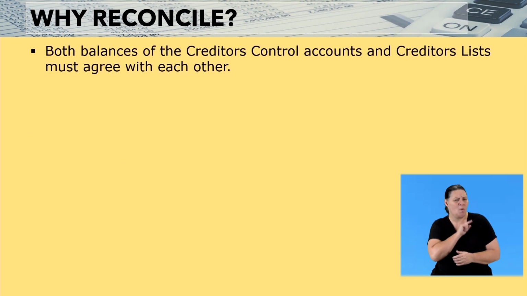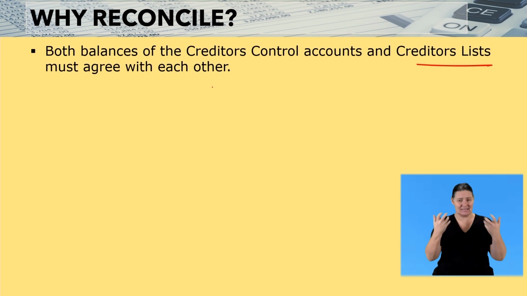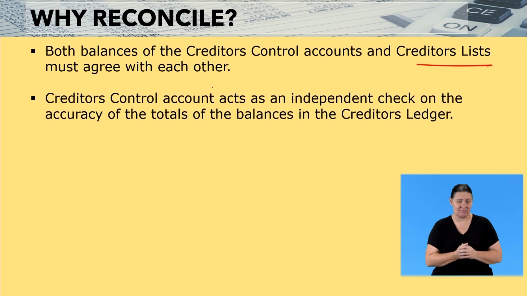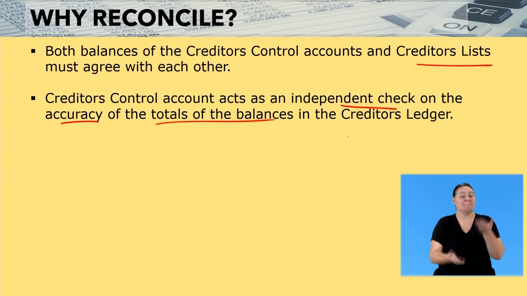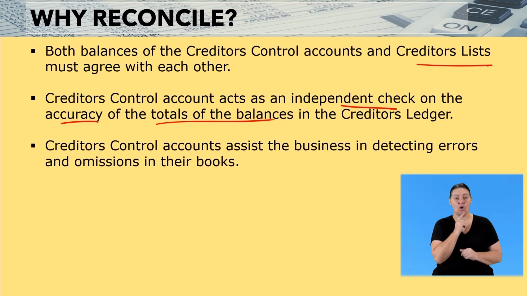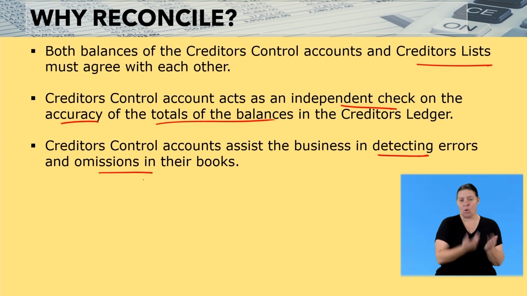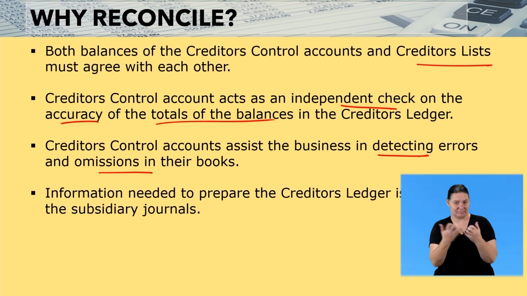Why should we reconcile? Both balances of the creditors control accounts and the creditors lists must agree with each other. The creditors control account acts as an independent check on the accuracy of the totals of the balances in the creditors ledger. So the creditors control is an independent check on the accuracy of the totals in the creditors ledger. The creditors control account assists the business in detecting errors and omissions that are in the books.